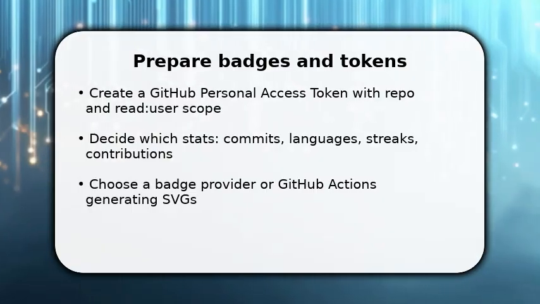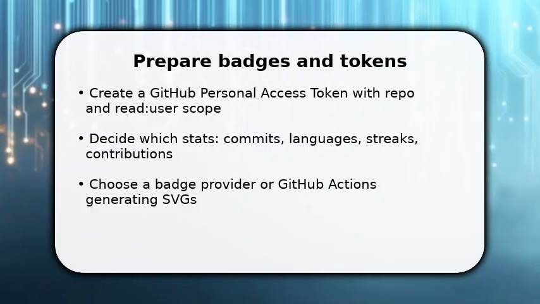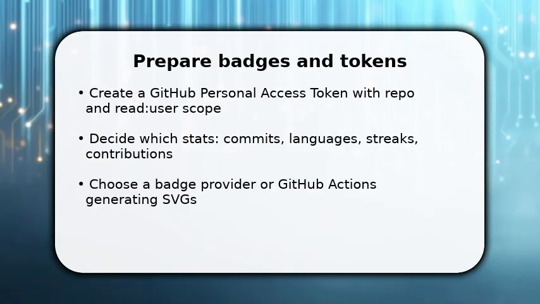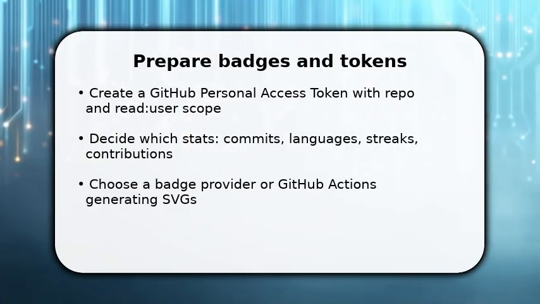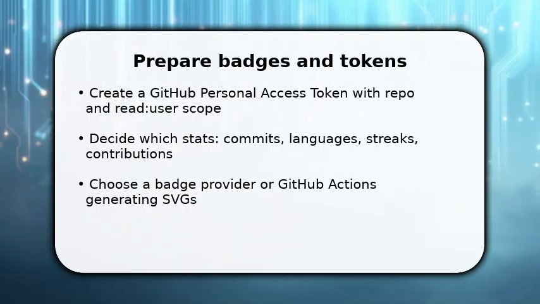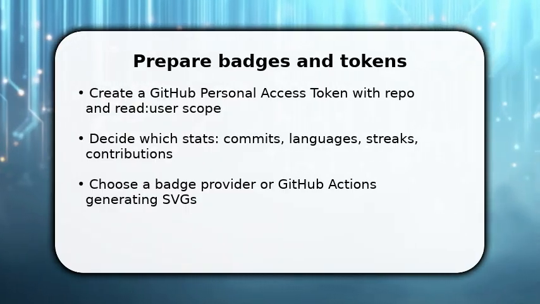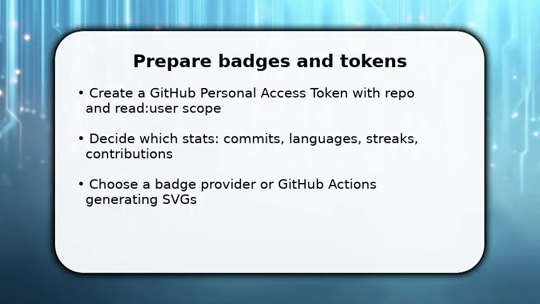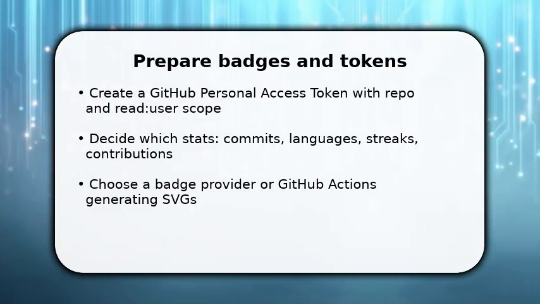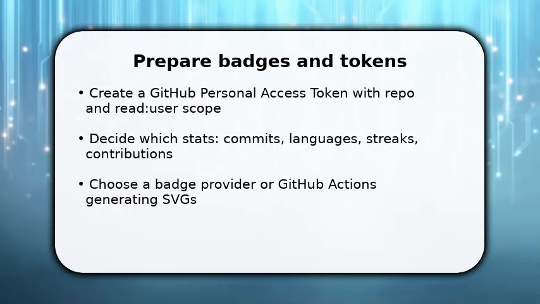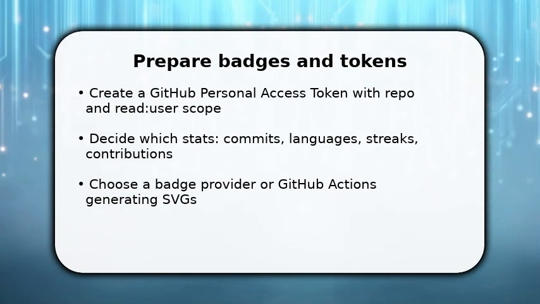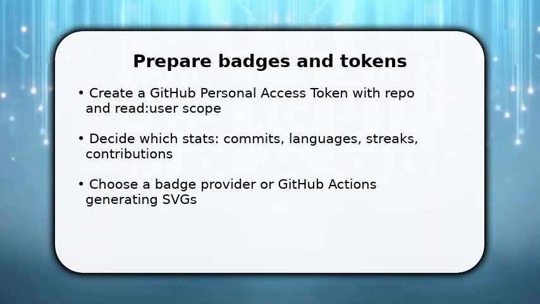You start by generating a GitHub Personal Access token. This lets services read your repo and generate dynamic stats. Once done, pick which metrics you want: commit counts, language breakdown, streaks, or contribution calendars, because each requires different endpoints or badges. Make sure to choose either a trusted badge provider or set up a GitHub action that outputs SVGs, since storing static images in the repo is brittle. This first step establishes credentials and the exact data you will embed into your README.